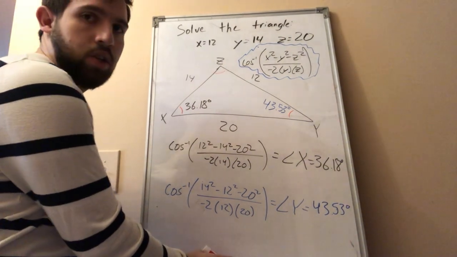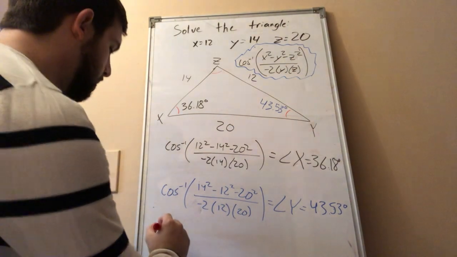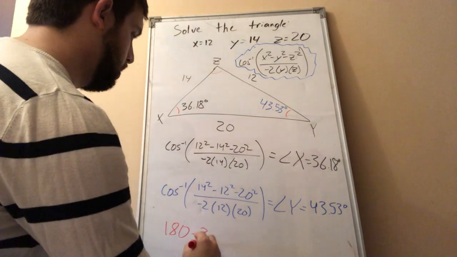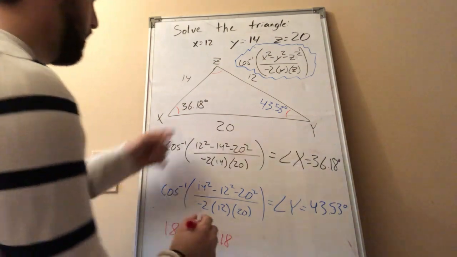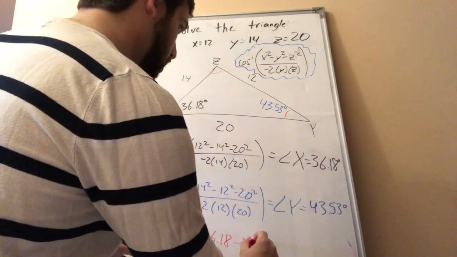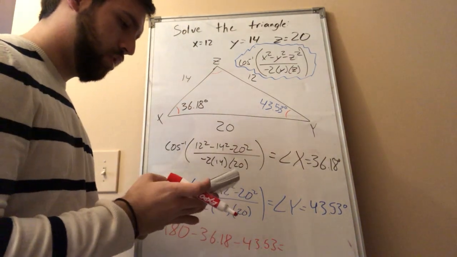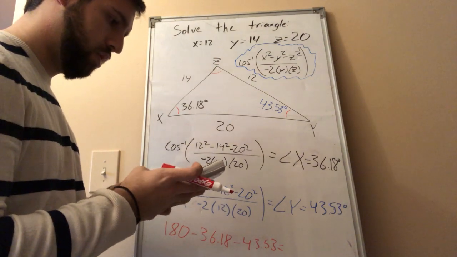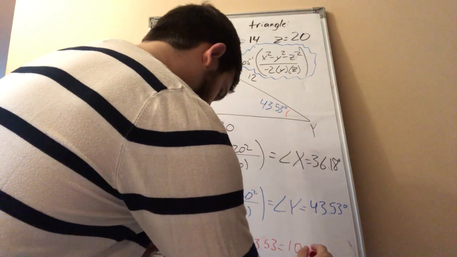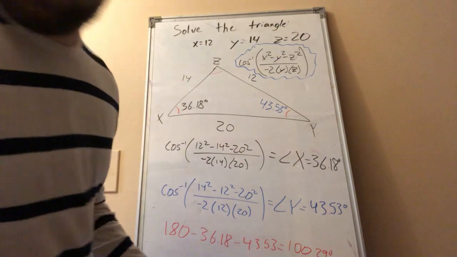Then, to find my angle z, you could do law of cosines a third time, but instead, we also know that the sum of the angles of a triangle is always 180 degrees. So I'm just going to take 180 minus 36.18, the measure for angle x, minus the measure for angle y, to get 100.29 degrees.